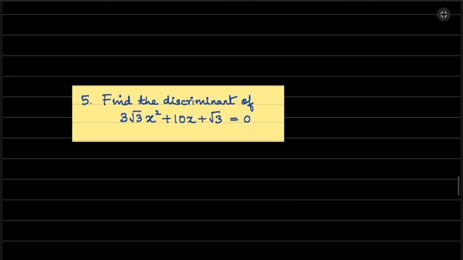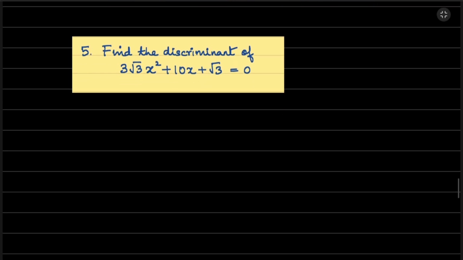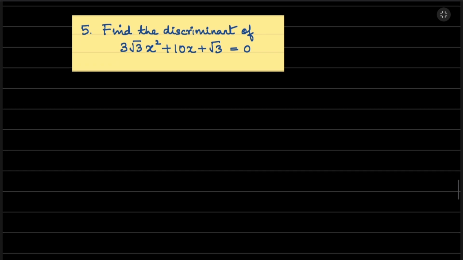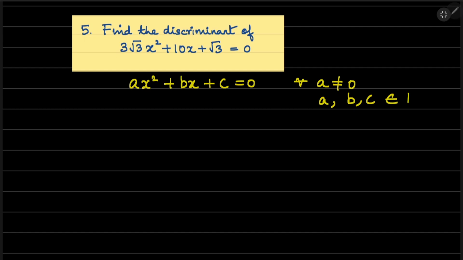So let's move on to another question. Here you have to find the discriminant of the given quadratic equation. So when you compare this with your standard quadratic equation, which is ax square plus bx plus c equal to 0, where a should not be equal to 0, and you should know that a, b and c will all be belonging to real numbers. So here what is a? When you compare it, it's a coefficient of x square, which is 3 root 3. What's your b? B is nothing but plus 10 and c is nothing but root 3.